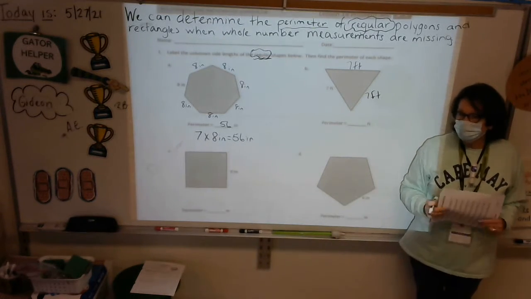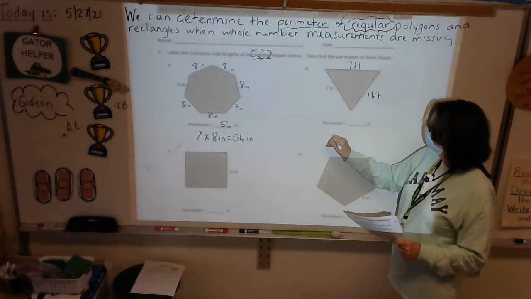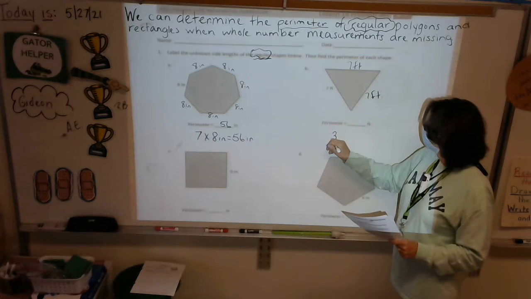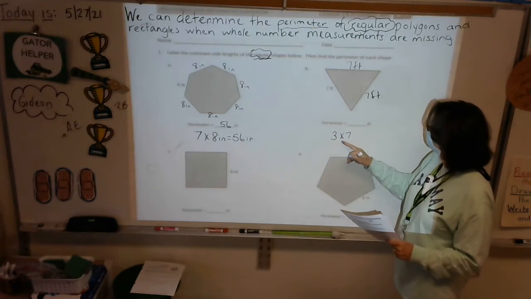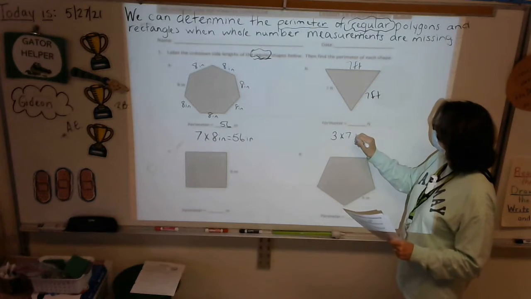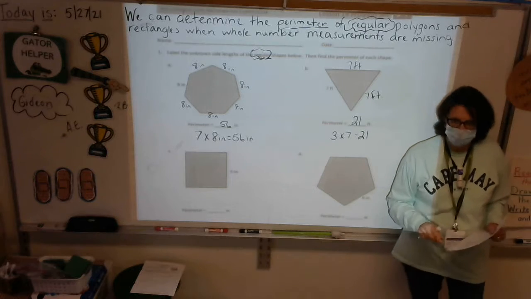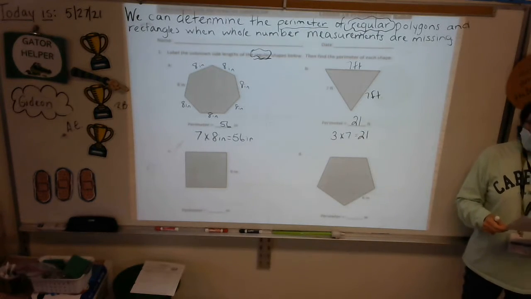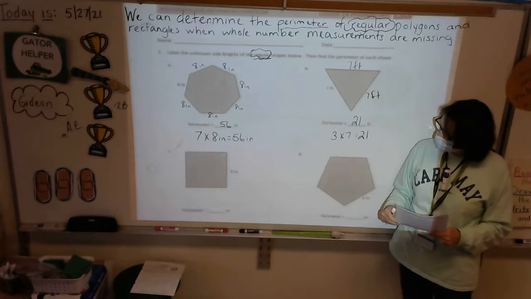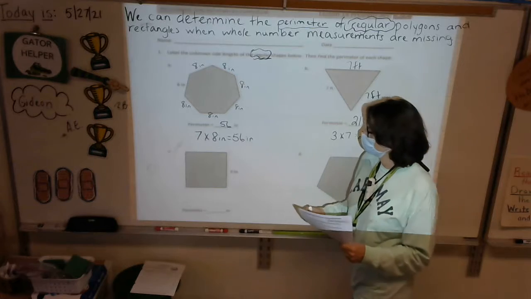Share with me what number sentence you wrote, Gideon. Very good. I'm going to do 3 times 7 because I like to do the number of groups first. There's 3 groups of 7 equals 21, and our total perimeter is 21. Okay? Okay, let's look at the next one. Why don't you do the next one on your own? It's a regular polygon, 4 sides.